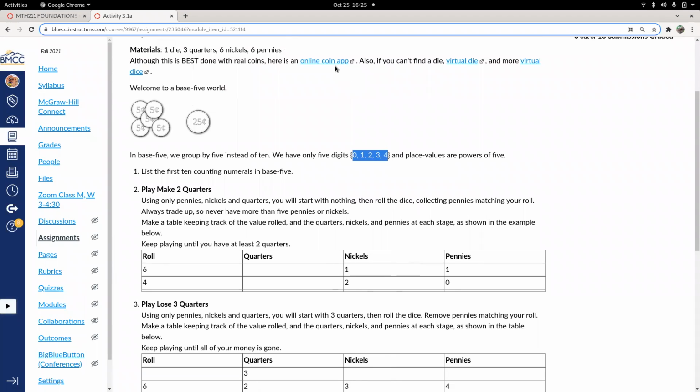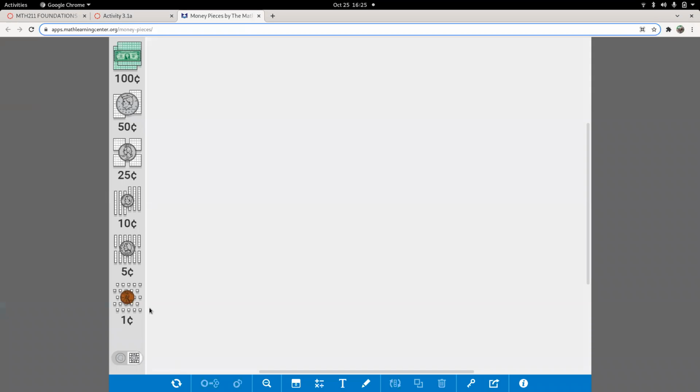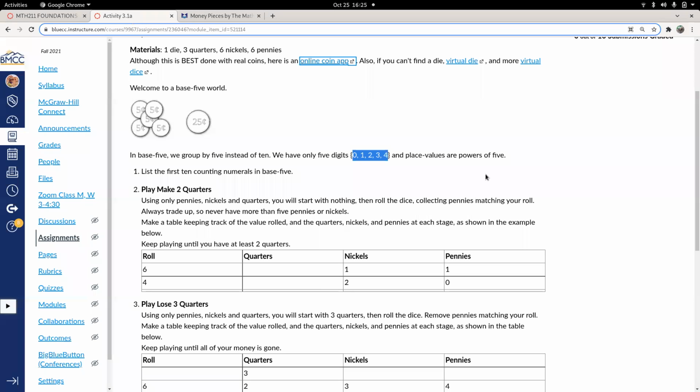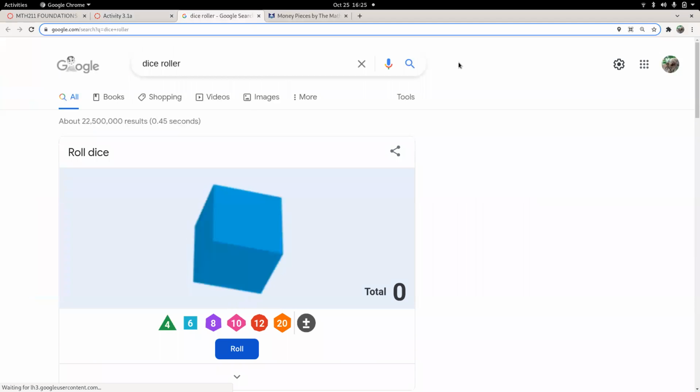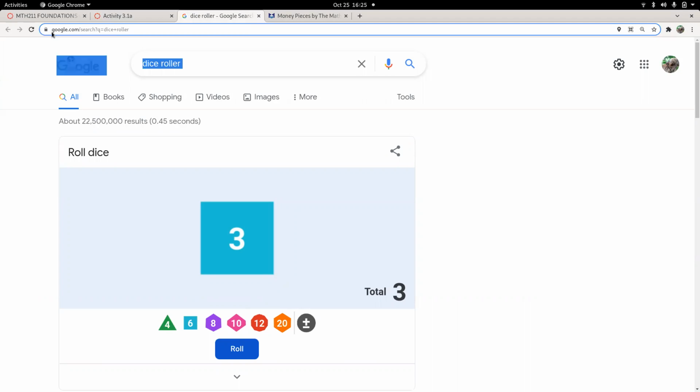I'm going to use the coin app so you can see me playing with coins. You could either use the grid version of the coins or just the coins, or better, just get some coins in your house and do this with a friend or a kid. The other thing I need, so you can see me rolling the dice, is some virtual dice. I'm going to use the Google Dice Roller here. Okay, so it says I rolled a 3. So I'm going to start building this.